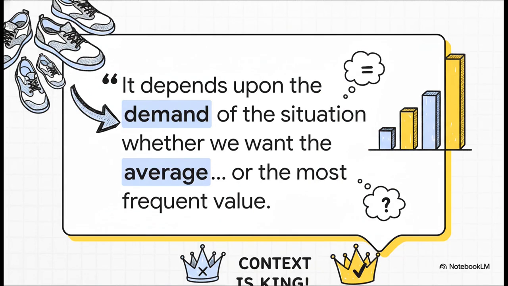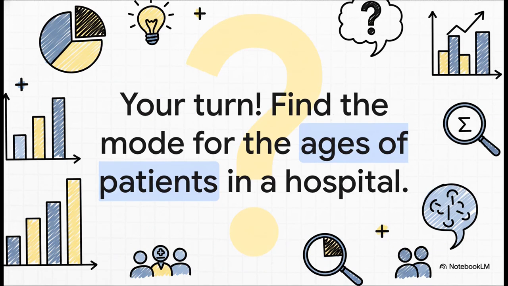It all depends on what you want to know. If a company wants to know which shirt size to produce the most of, they're not going to calculate the mean, are they? They'll find the mode. So remember, context is king. And now it's your turn to be the expert.